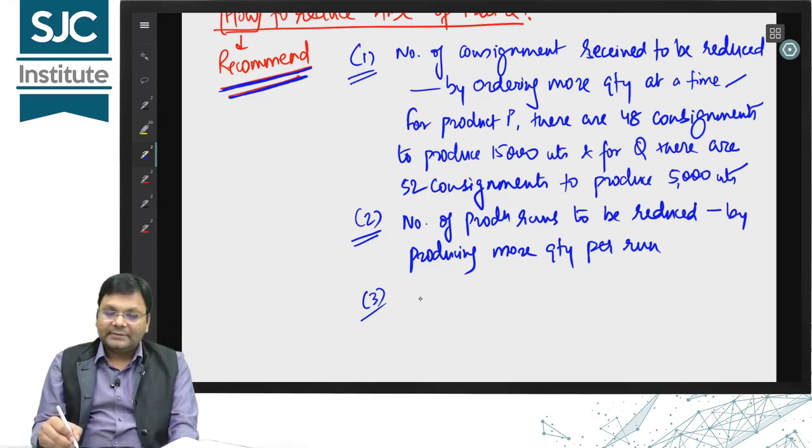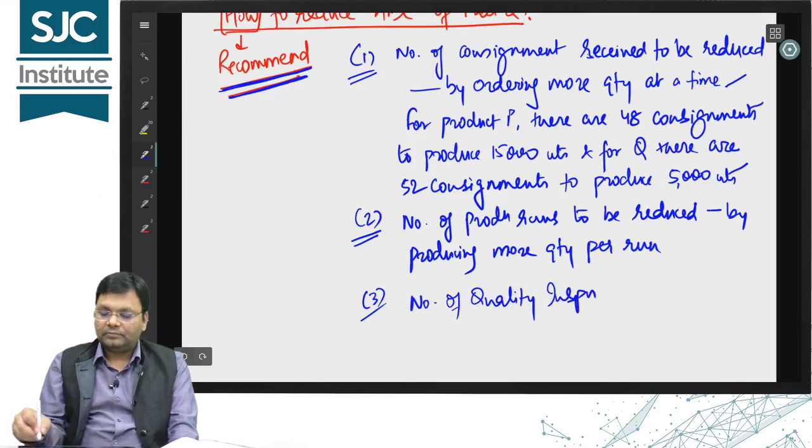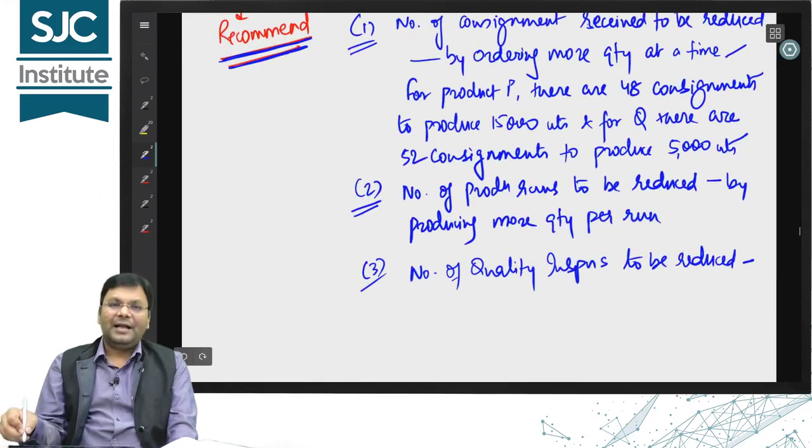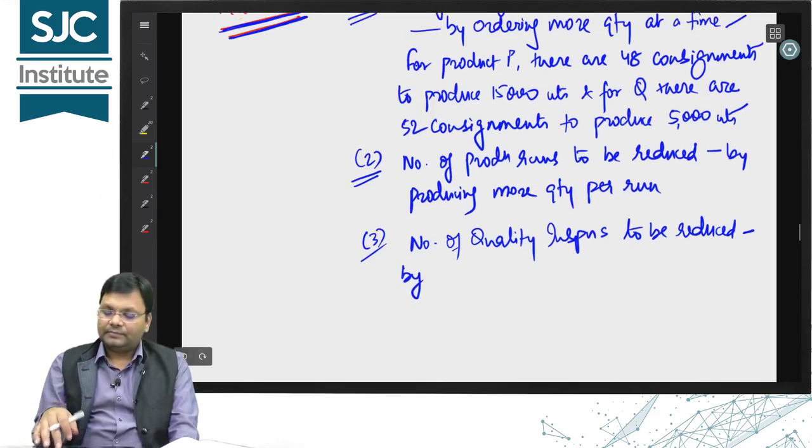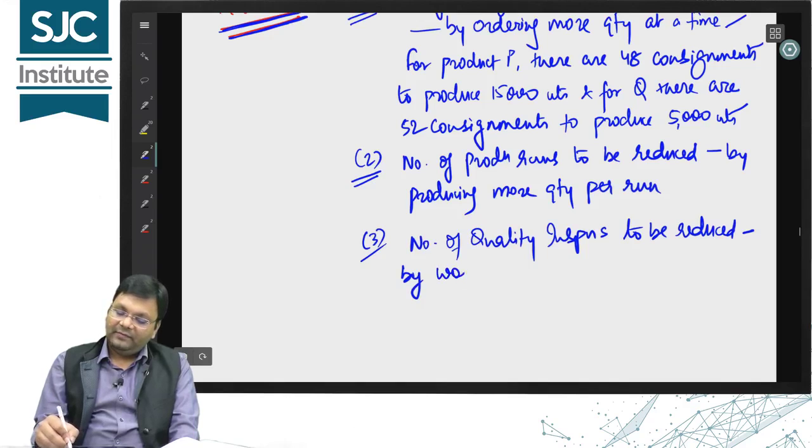Third is the number of quality inspections to be reduced. All cost drivers can be picked up and commented upon. And how will it be done? See, inspection is always a non-value adding activity. How will you reduce the inspection? By working with reputed suppliers.